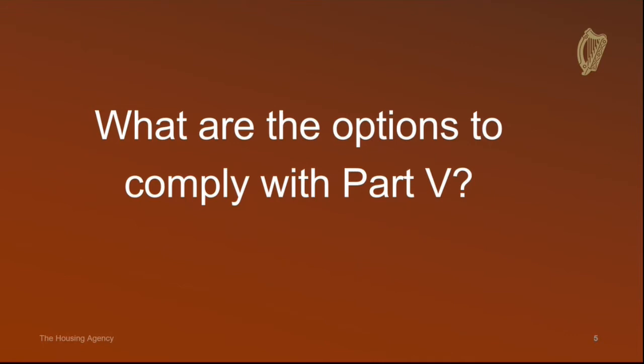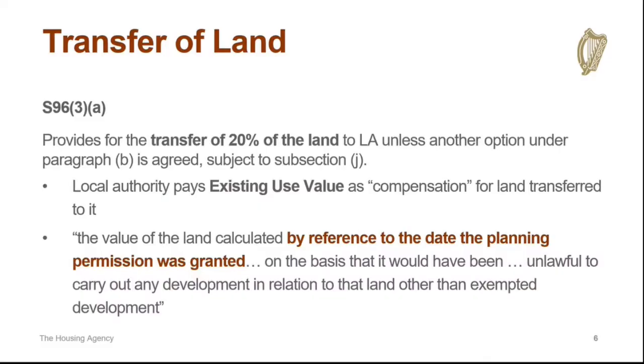What are the options to comply with Part 5? There are 5 options to comply with Part 5 and allow for the capture of 20% of the planning gain by the local authority. The local authority and the developer must agree on which option to use. The primary option envisaged by the legislation is the transfer of land. If this option is chosen, the developer simply transfers 20% of the land to the local authority.